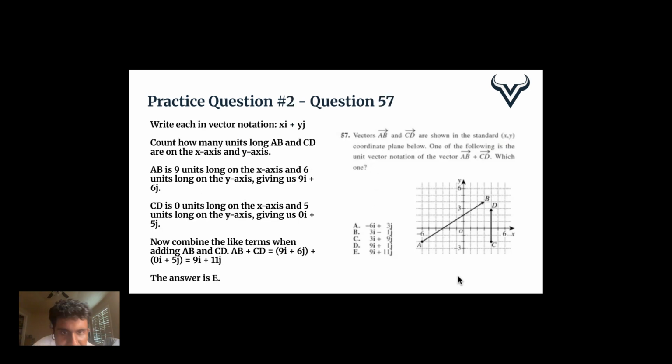Now for the second question, which is a vectors question: vectors AB and CD are shown in the standard xy coordinate plane. One of the following is the unit vector notation of the vector AB plus CD. So we're adding vectors here. Which one is the correct notation? Let's look at the vectors that we have. We have AB and we have CD over here. So we want to first put them in unit form, that's what we said, in vector notation, as they call it.